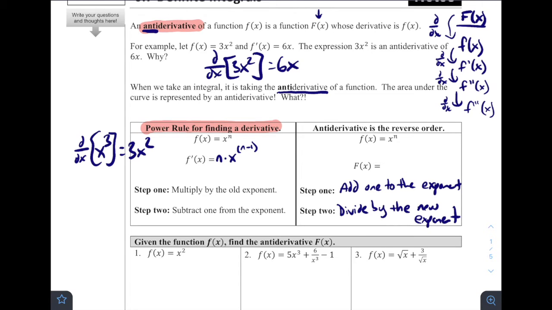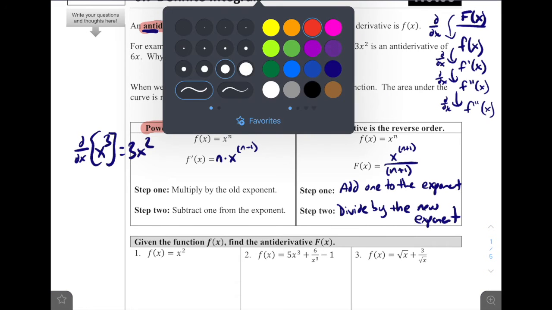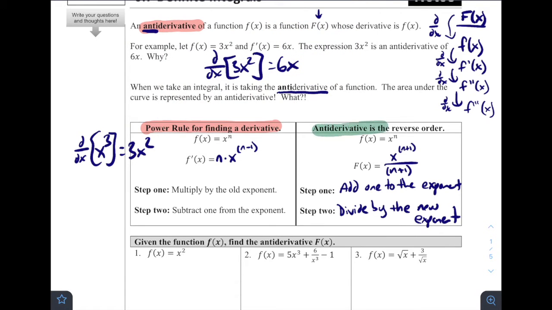So what does this mean for this function here? So if we have x to the n, first we need to add 1 to the exponent. So that's going to become x to the n plus 1. And then we need to divide by whatever that new exponent is. So we're going to divide by n plus 1. So this is essentially our power rule for integrals, for antiderivatives.